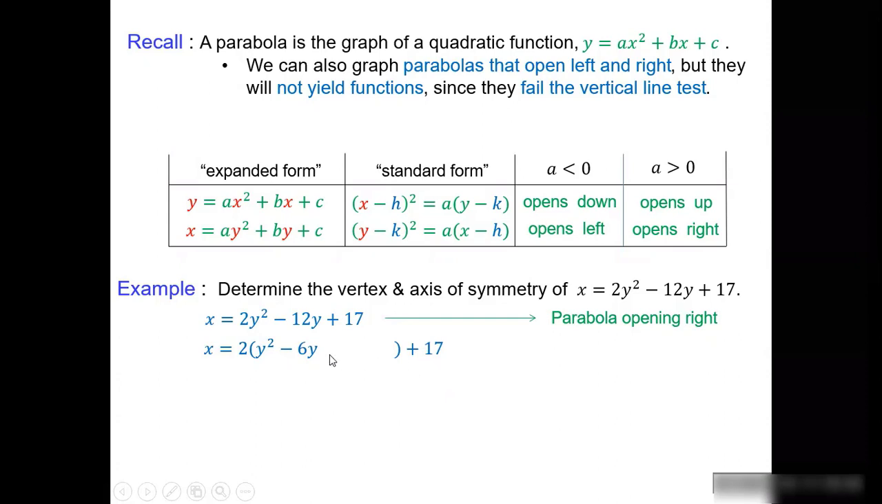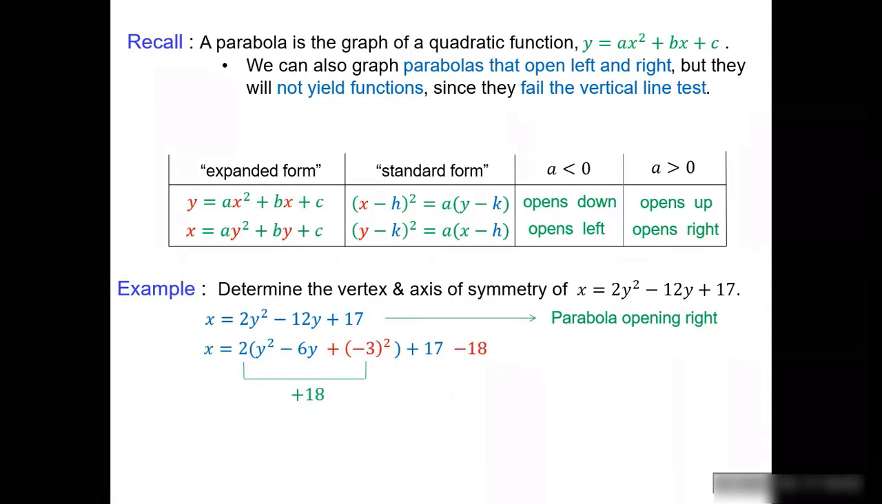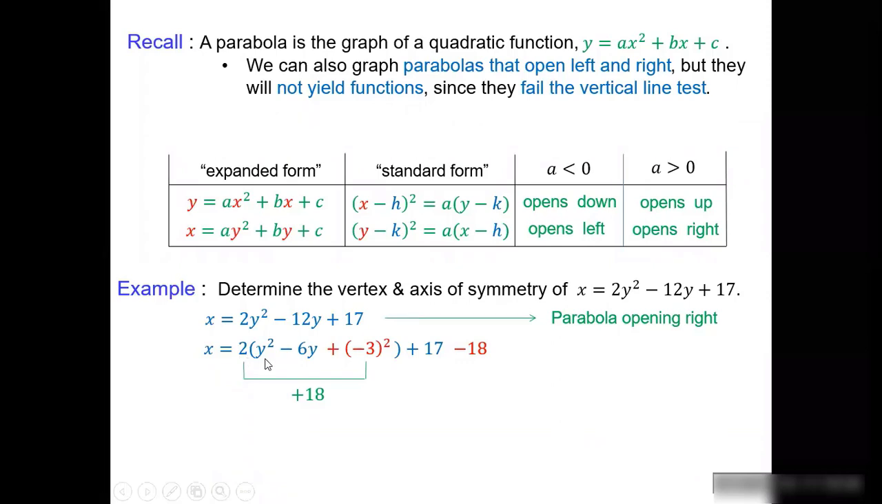This is where we're now going to add half of negative 6, which is negative 3 squared. But notice that if we've added this quantity of 9, we have to compensate by subtracting 9. Since 2 times that 9 is equal to 18, we have to now subtract 18 from the same side. Which now means that the coefficient is still 2, but this parentheses can now simplify to become y minus 3 quantity squared, while 17 minus 18 becomes minus 1.